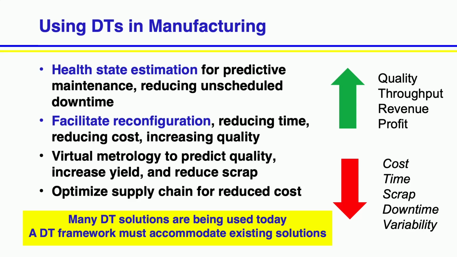So just a few examples of the kinds of things that people have done with digital twins in manufacturing. And I'll talk about 2 of these examples in this talk. Unfortunately, with a half-an-hour time slot, there's not enough time to go through the whole gamut of things you could do with digital twins. But in a manufacturing environment, you see on the right-hand side there, everybody wants to increase the quality, the throughput, the revenue, and of course the profit, the bottom line for the company. And in order to do that, you need to decrease the cost, decrease the time, decrease the scrap, things that you make that don't satisfy the quality, as well as variability.